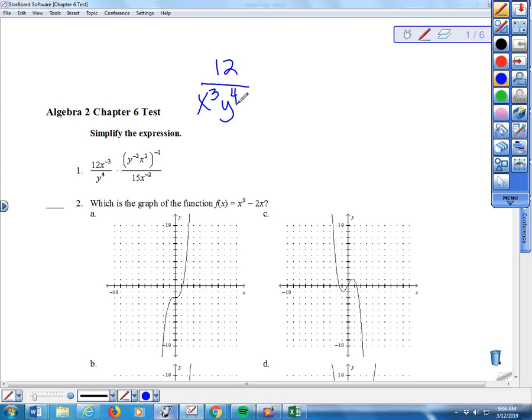So let's focus on this. I'm going to go ahead and distribute the negative 1 in. So negative 2 times negative 1 is y squared. x squared times negative 1 is x to the negative 2. And then I have 15 stays down because the negative 2 is not on the 15. It's just on the x. The x is going to flip up to the top.